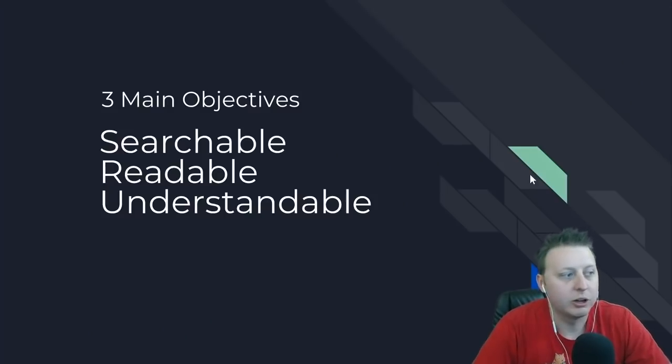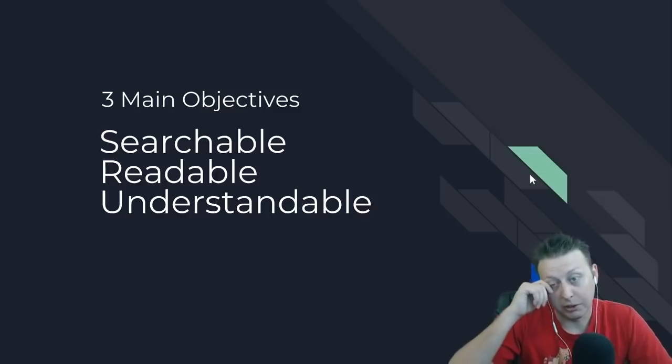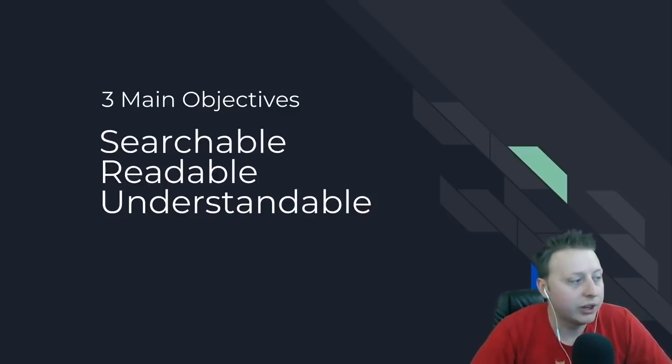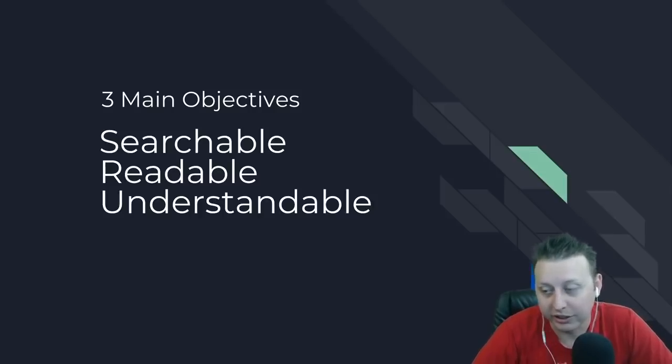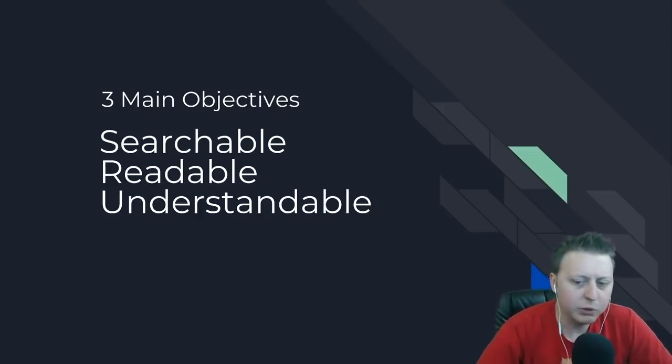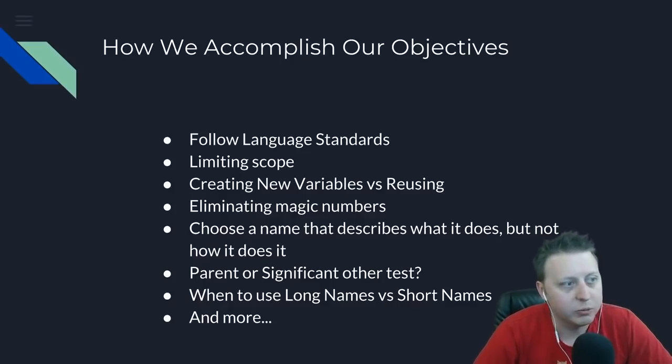So what is that going to accomplish? We're going to have 3 objectives by the end of this course. You're going to write code that is more searchable, readable, and understandable. There's a lot of ables there, but this is what our objective is here. And we're going to talk a little bit about how we're going to accomplish those objectives. Now, these are just some of them, but we're going to be diving into other things as well.